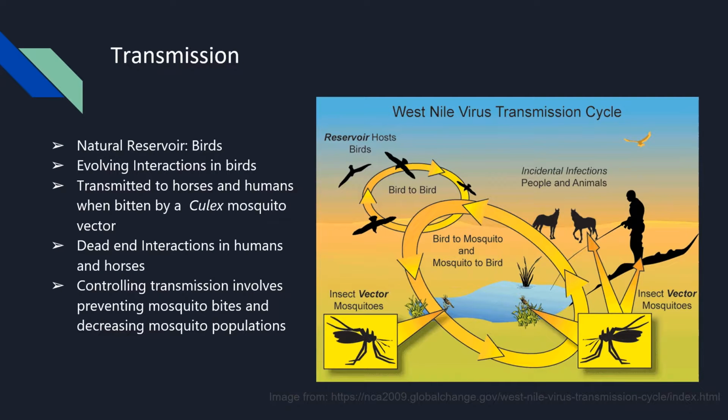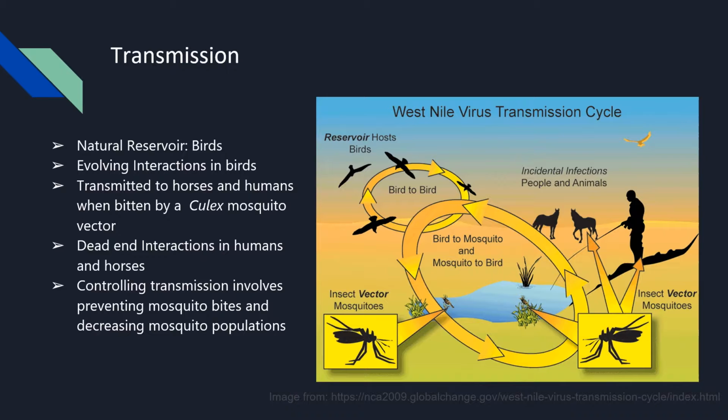The natural reservoir for West Nile virus is birds, like crows and jays. After the bird is bitten by the mosquito, the virus replicates to high numbers and is then able to be transmitted through another mosquito to humans. The interactions between the virus and birds are an example of evolving host-virus interactions due to its instability and unpredictability. Infected birds are able to transmit the virus to other members of their population.